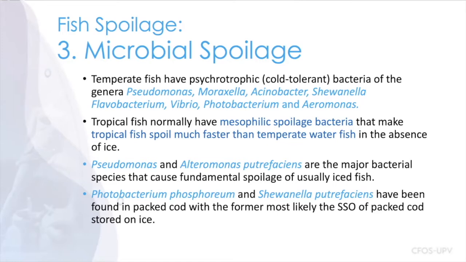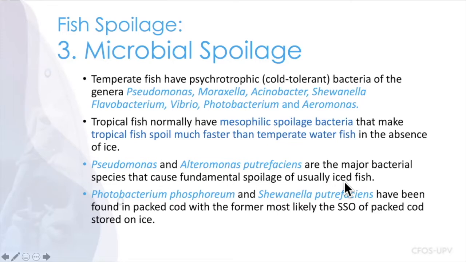Okay, so there are psychrophilic microorganisms present in temperate fish. So remember, kumbaga yung ice mo walang effect doon sa mga psychrophiles. Okay, whereas yung ice mo has tremendous effect doon sa mesophilic microorganisms kasi hindi nila gusto yung cold. Gusto nila around 20 to 37 degrees Celsius na temperature.